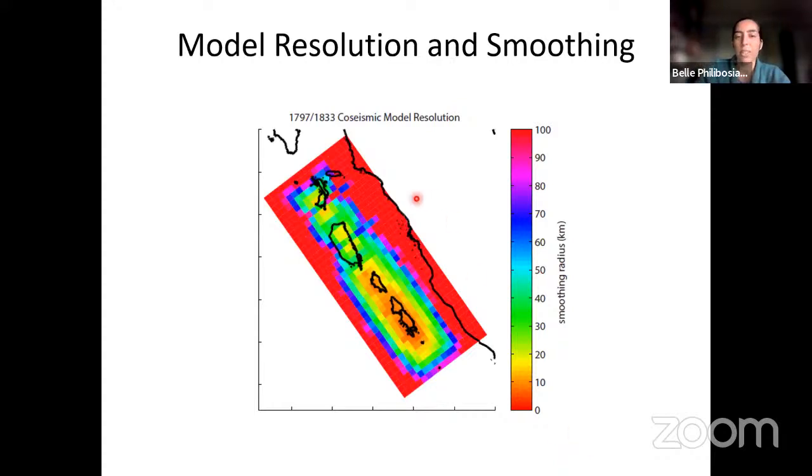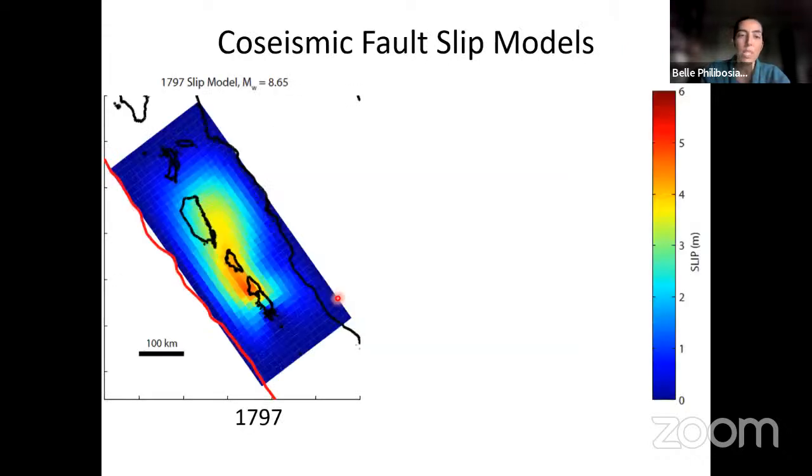Important to note though, this is model resolution. Basically, because all of our coral data is from the islands, anywhere that is far from the islands, we don't have a good constraint on how much the fault slipped. In particular, basically all of these bright red areas along the edge, in the shallow megathrust, which is responsible for creating the largest tsunamis, we really don't have a good constraint on how much it slipped.